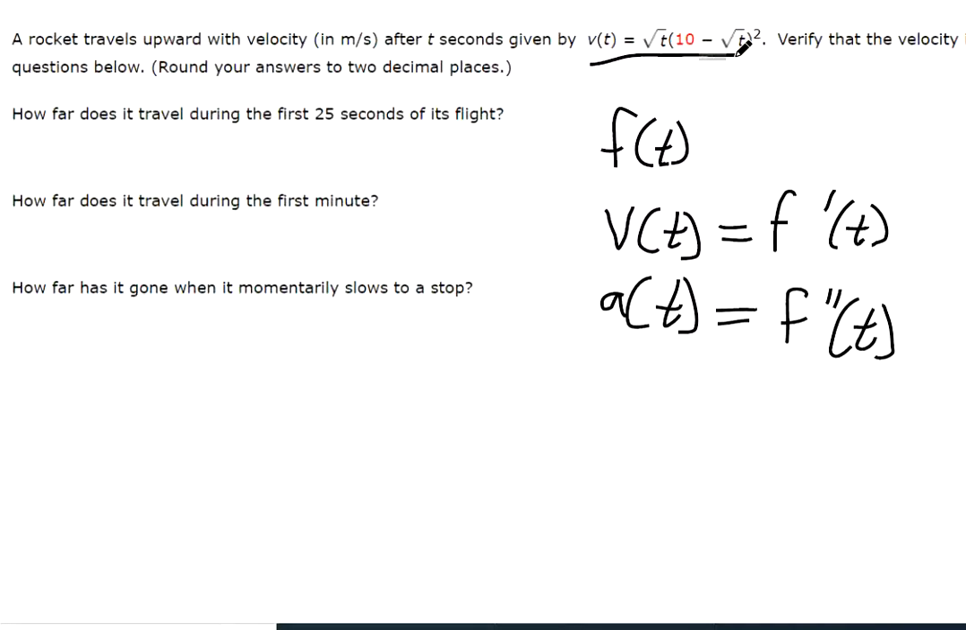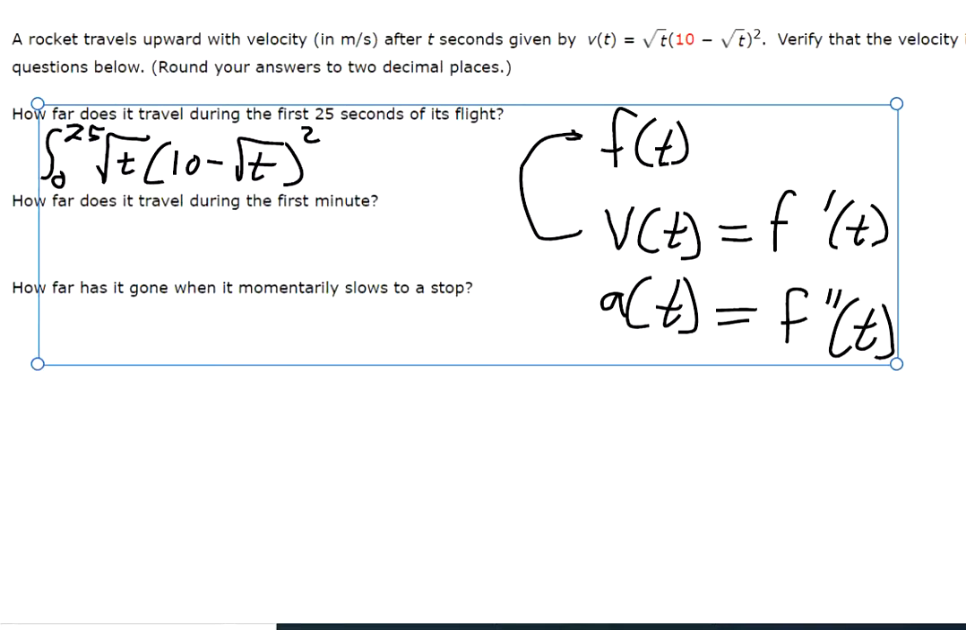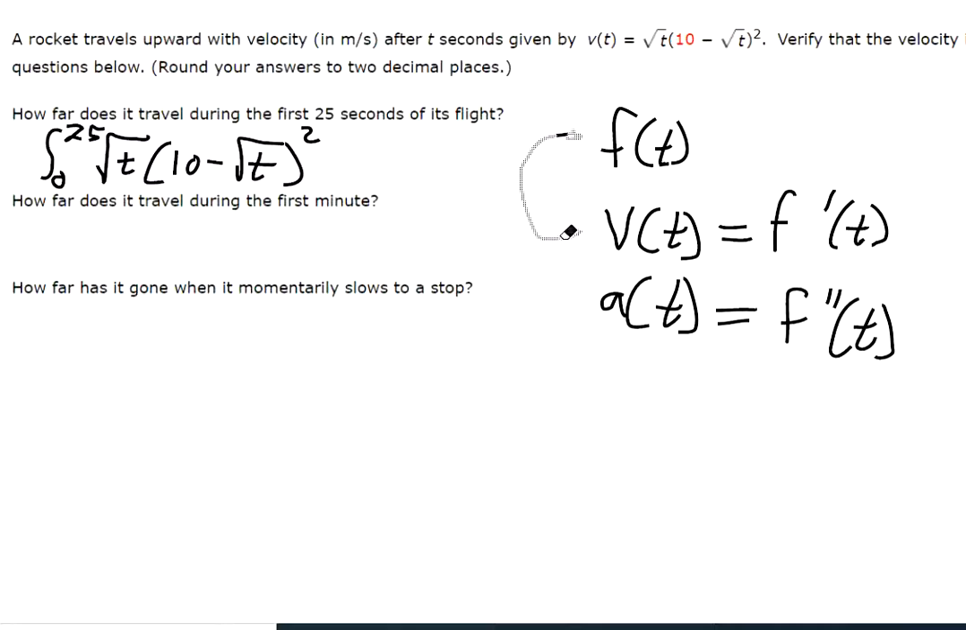If we want to know something about the change in location, we need to bump ourselves up. In other words, we need to evaluate some sort of antiderivative. So this problem needs an integral to solve. We integrate between 0 and 25 for the square root of t times 10 minus the square root of t, squared. I don't see any tricks right off the bat to make it easier. I think we just have to expand the parentheses and then write it out in separate terms.